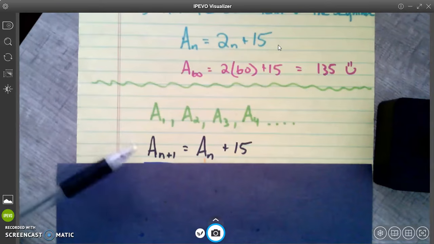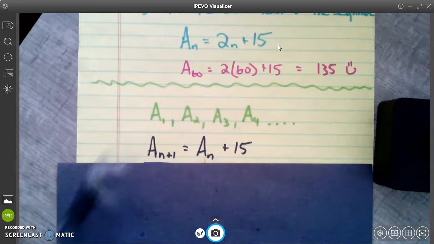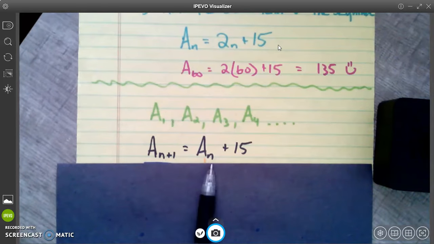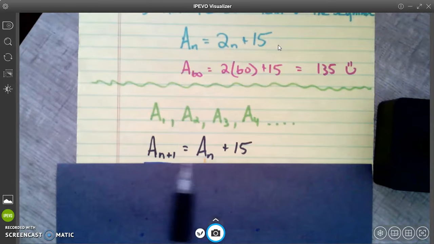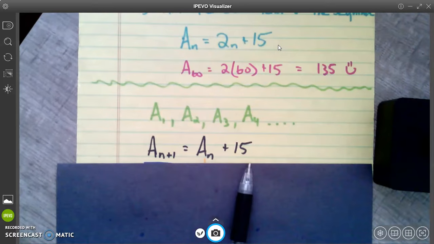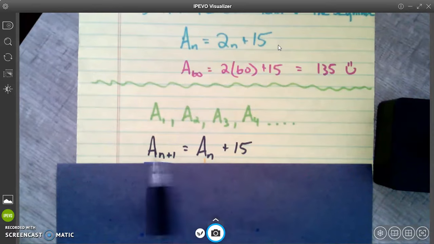So we can read this as: to find the next term of the sequence, a sub n is the current one. I'm currently on a sub n. To find the next one, take the one you're on and add 15. So take a number, add 15. Then take a number and add 15. Then take a number and add 15. That's what this is saying to do.